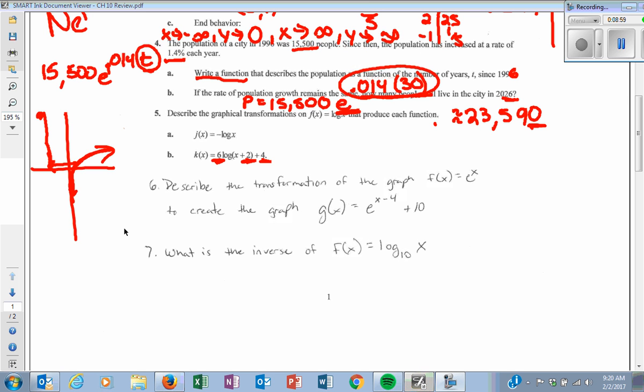And so my 6 right here is a vertical stretch by 6. You need to say something about stretch and vertical in there, because there is a horizontal one, so you definitely need to put vertical in there. You need to say something about, since this 2 is inside, it moves it actually left 2, and then you need to say something about up 4.